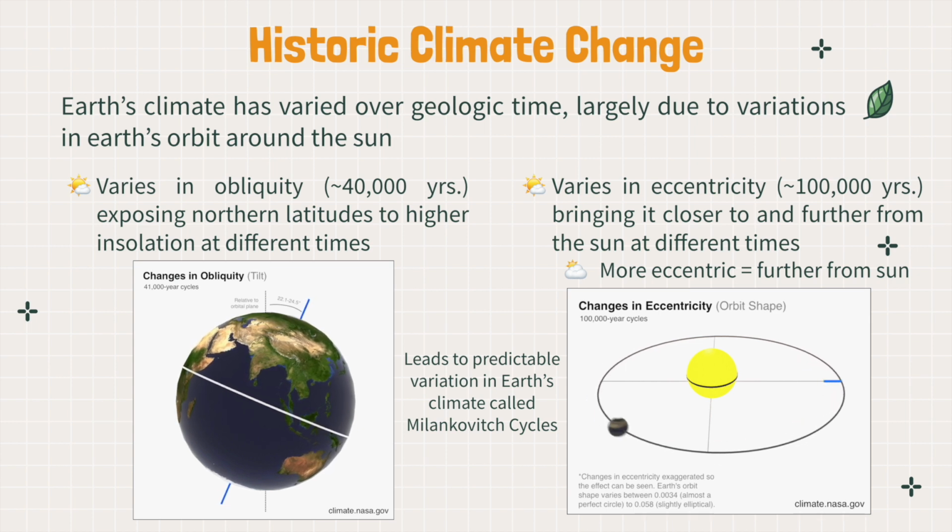We can also have variations in eccentricity. This occurs every 100,000 years or so, which brings Earth closer to and further from the sun at different times. Earth's orbit around the sun is not circular, it's actually an ellipse. So when we're talking about changes in eccentricity, we're talking about changes to the orbit shape. As that ellipse elongates, the Earth will generally or on average be further away from the sun, and as that ellipse shrinks, it'll be closer to the sun. So that can cause climate change as well, and that would be naturally occurring.